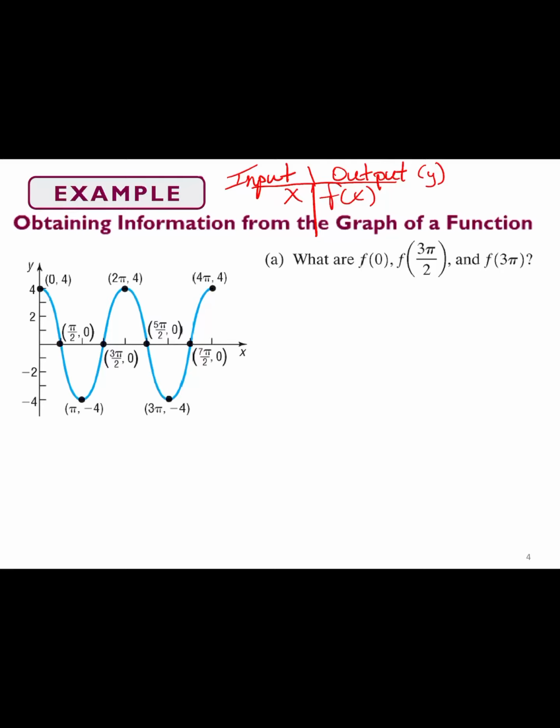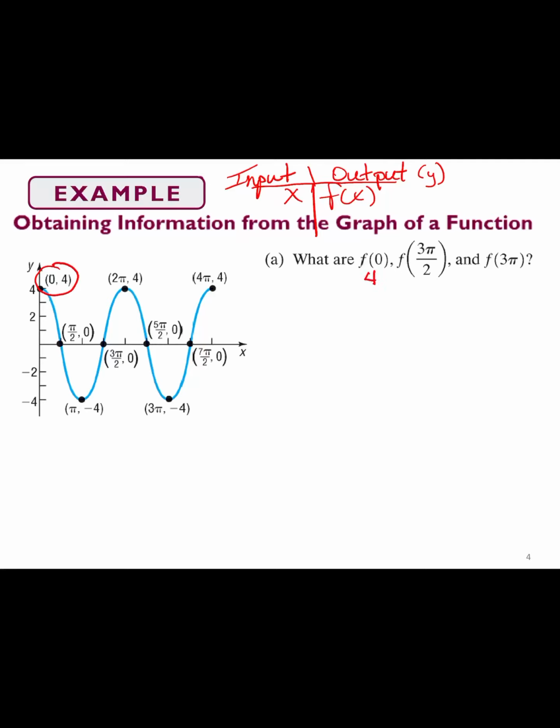All right, now let's read this again. This is saying, what are the y values associated with the x values 0, 3 pi over 2, and 3 pi? So I'm going to go to 0. f of 0 would be 4. I went to the x value of 0 because my input was 0 and my output would be 4.